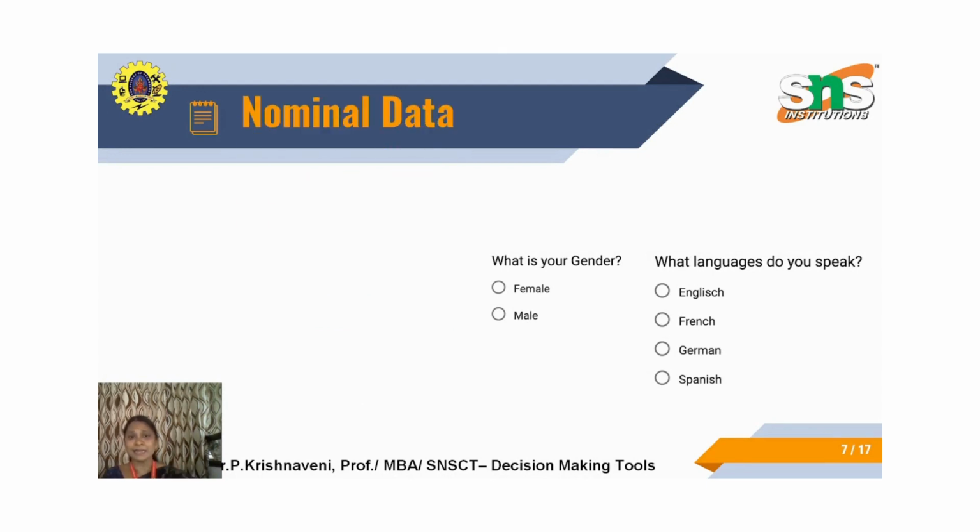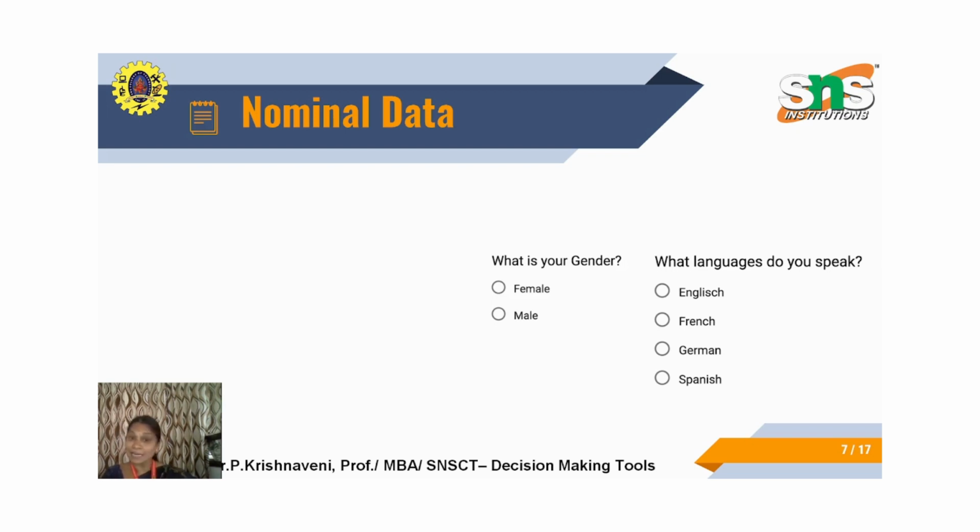In this categorical data, again we can classify into two types. One is nominal data, the other one is ordinal data. In the nominal data, there will not be any order at all. Say for example, we could not say female is number two, male is number one, or male is number two, female is number one. We could not have any order at all. Then what languages do you speak? English, French, German, Spanish. There is no order at all. All are equal. Red, yellow, purple, all are equal.